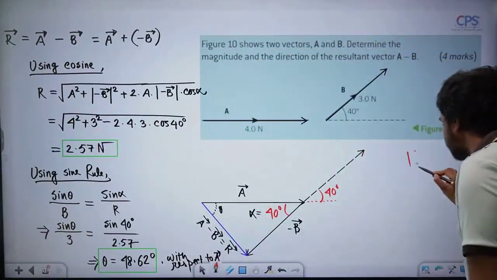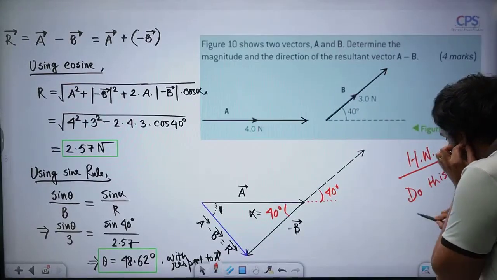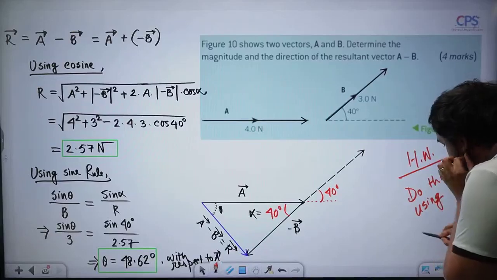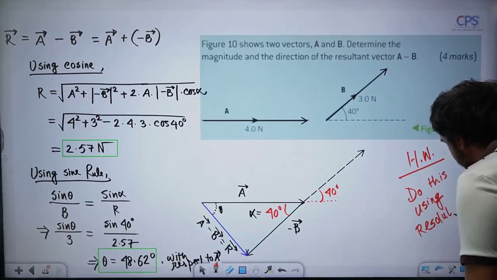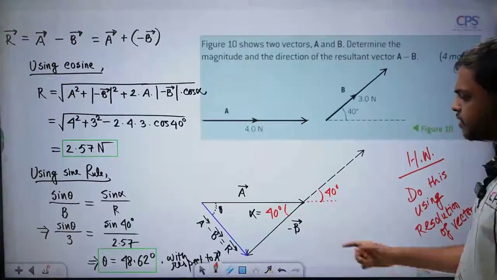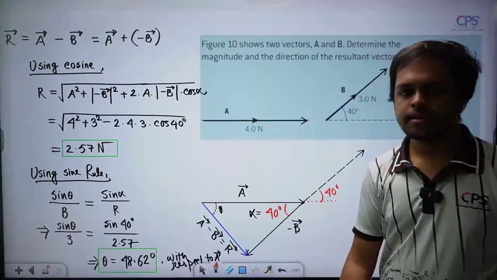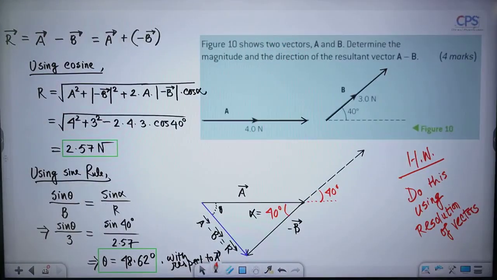So I'll give you a homework. Do this using resolution of vectors. What you need to do is calculate this one and this one's value and directions. Okay, that's it. Nothing else you need to worry about.